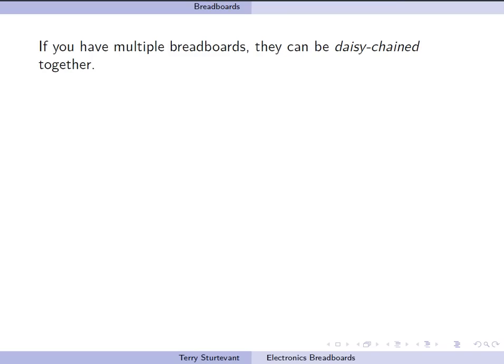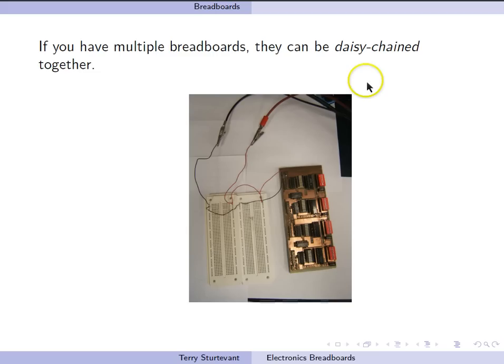Now, if we have multiple breadboards, then we can connect them like this. Notice that we have a single connection from power, a single connection from ground, and then we daisy chain the ground wires so that the ground bus of this board is connected to the ground bus of this board, and so on, and over in this case to a debugger board. And the VCC bus of this board is connected to the VCC bus of this board, which connects to the VCC pin on the debugger board.